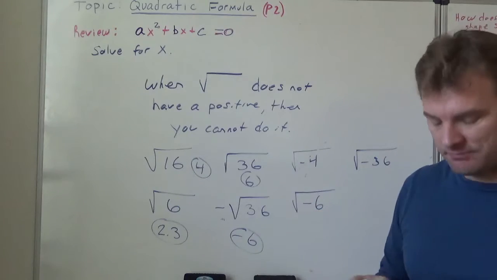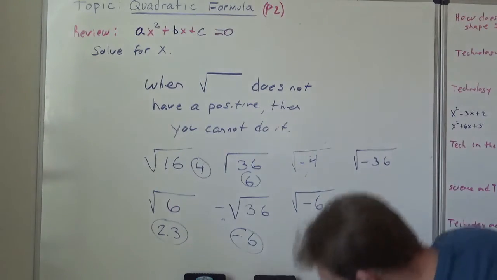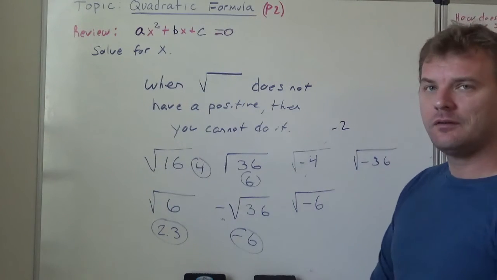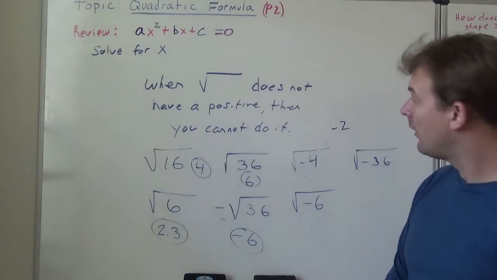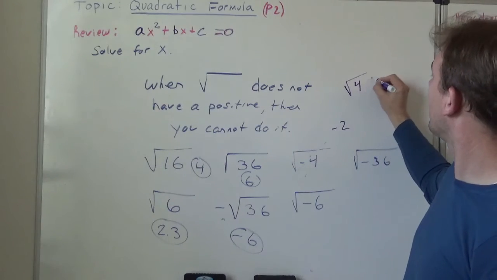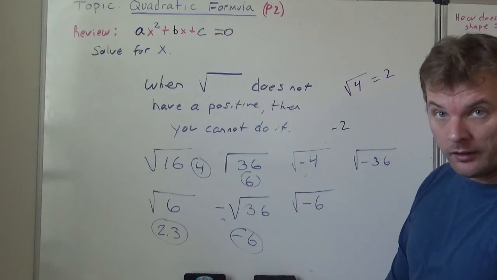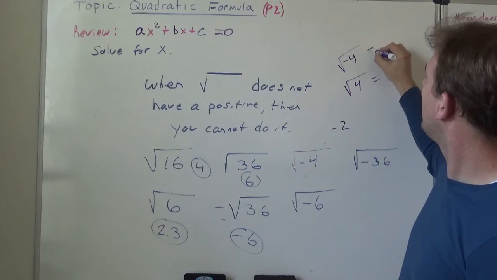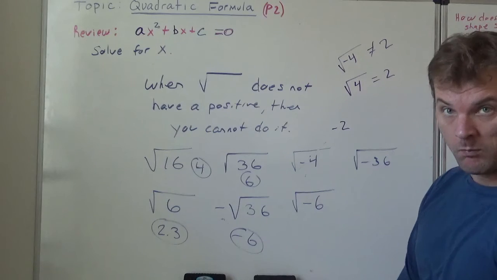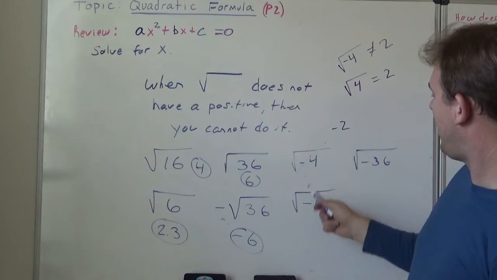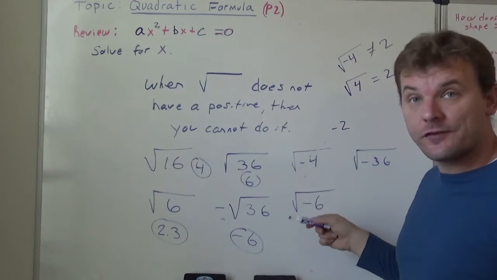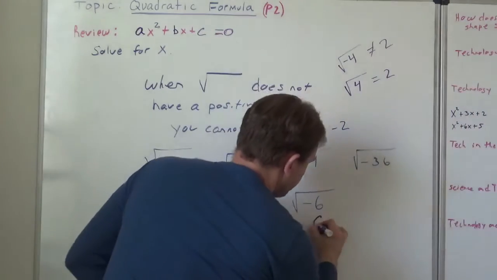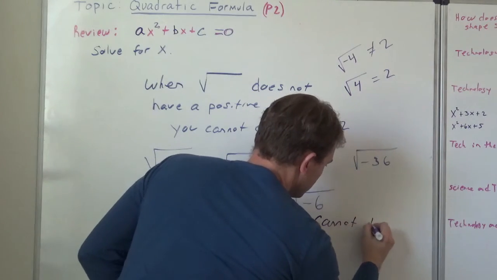And some students would be like, well, isn't that just negative 2? No. You're right, the square root of 4 is 2, but the square root of negative 4 is not 2. So when you have a negative under the square root, you can't do it. So you're going to say, cannot do.